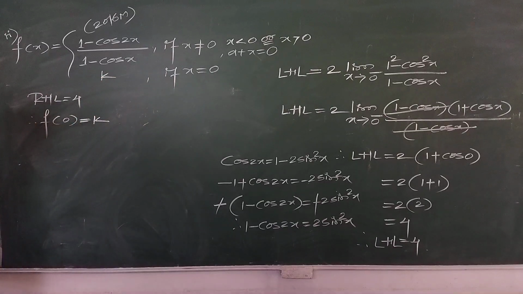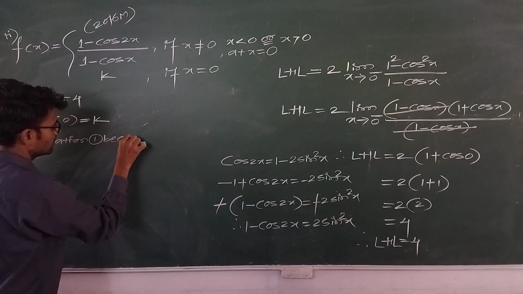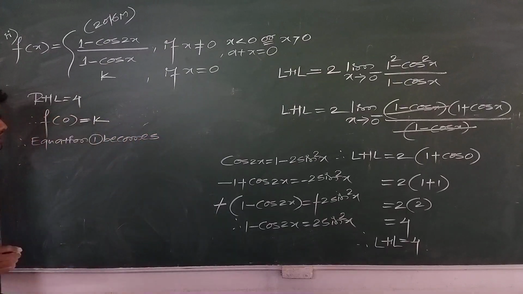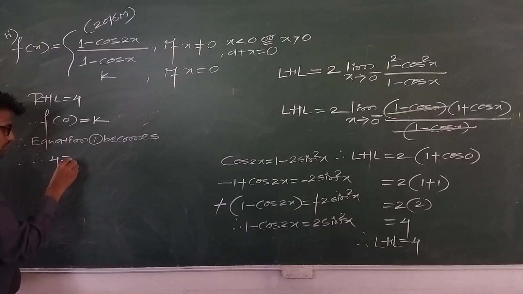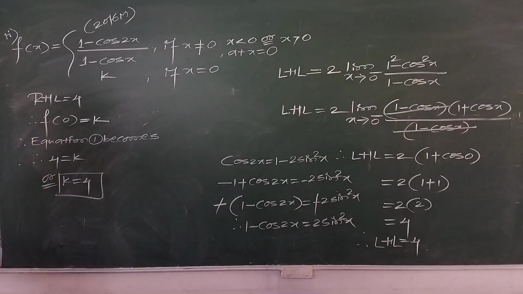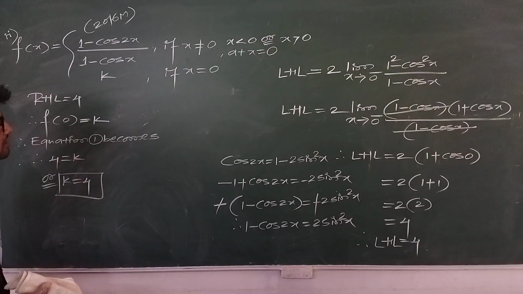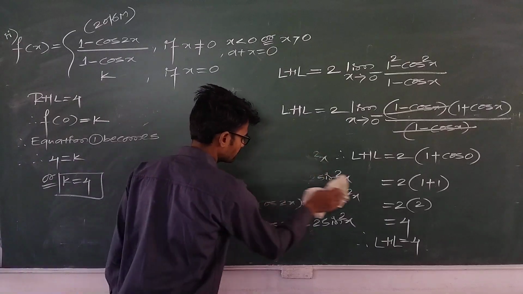So therefore, I will take all these values in equation 1. Equation 1 becomes, right, we are having left hand limit is 4, right hand limit is also 4, is equal to f of 0, which is k. Or you can write the value of k is 4. The value of k is 4, right. Next example. This is very important. Pause the video and try this one.